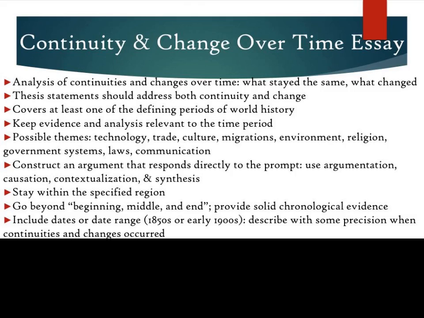And the continuity and change over time essay needs to go beyond the beginning, the middle, and the end. A lot of kids fall into this trap because it's an essay about time. You want to actually provide solid chronological evidence. Okay? And in order to do that, include dates or date ranges. If you're not exactly sure of the exact date, but it was in the 1850s, then go ahead and write 1850s. That's definitely better than eliminating the date altogether. Or even if you say early 1900s, if you're not exactly sure that World War I began in 1914, and you're too scared to say in the first decade of the 20th century, then just say the early 1900s. And when you write your date ranges, you need to describe this with some type of precision for when those changes and continuities occurred.